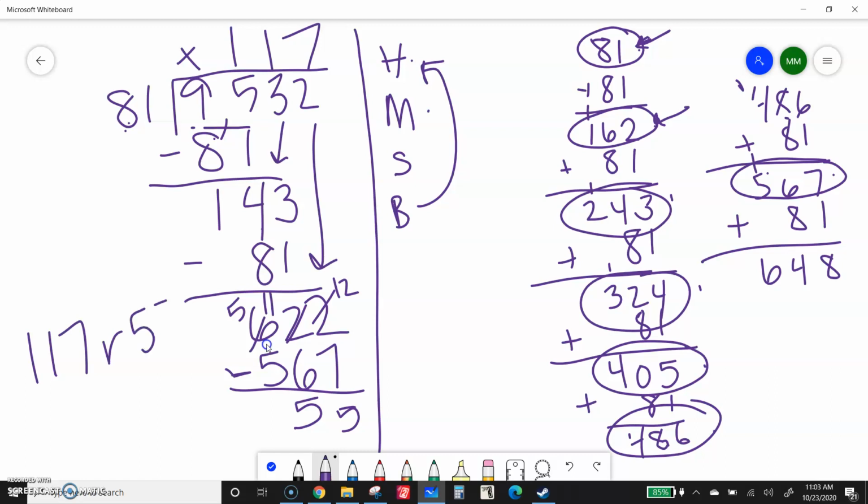117, remainder 55. Again, if you want more examples, if you still don't get it, that is fine. Just come ask for help so I can help you. I've been teaching long division a long time, so I can help you, show you some tips and tricks. Good luck.